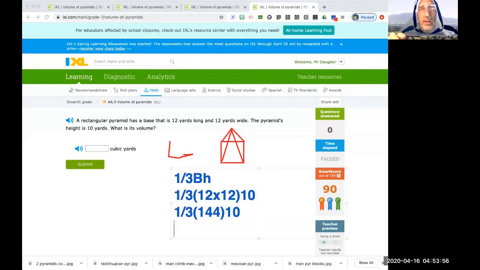So 3 goes into 14 4 times, which would be 12. There would be 2 left. If you put that 2 in front of the last 4, that's 24. How many times does 3 go into 24? 8 times. So I have 48 times the height left over, 10. So my answer is going to be 480, guys. How hard was that? 480 yards to the third power, or cubed or cubic yards, however you want to say it.